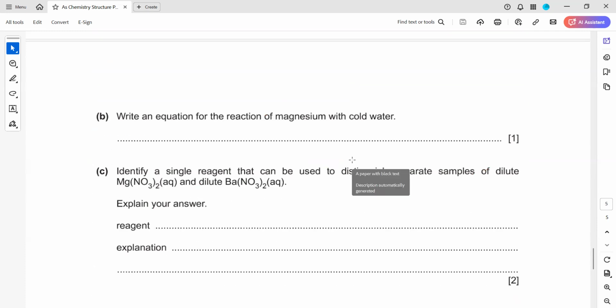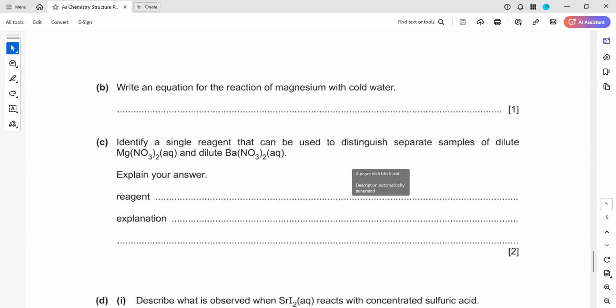Write an equation for the reaction of magnesium with cold water. So when the group 2 metal magnesium reacts with cold water, the result will be magnesium hydroxide plus hydrogen. Mg plus water gives magnesium hydroxide plus hydrogen will be the product.